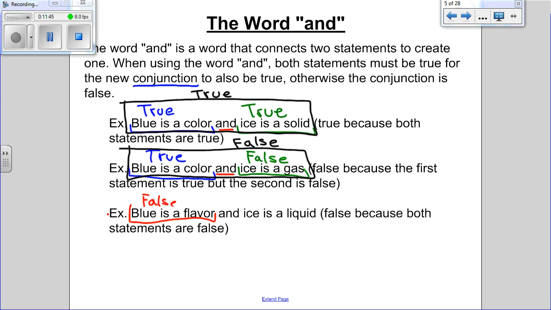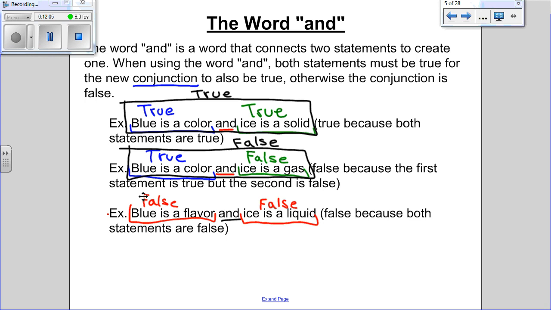And then you have the word and, right? And then you have ice is a liquid. Also a false statement. Ice is solid. I should have picked less controversial things. I mean, if ice is left out in the heat, it will turn into a liquid. You have a false statement and another false statement.